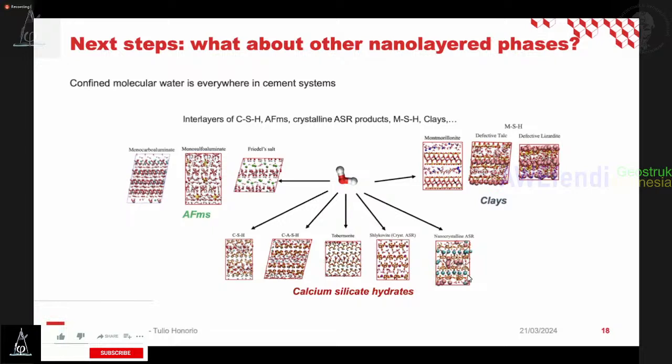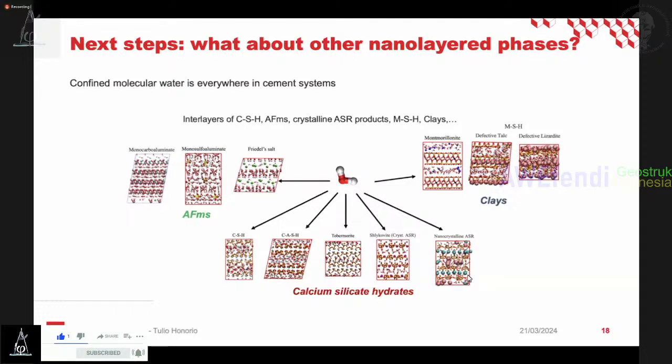And also we have water in layered materials everywhere in cement systems and also clays. So if you look at the structure that you know today from ASR products, for M-S-H, we always find this layer structure with water in the interlayers. So if you understand creep for CSH, you can also go in the direction of understanding creep for these materials. It's the same for swelling clays. It's also a layered phase with water in the interlayers. And it's also the same for AFMs.